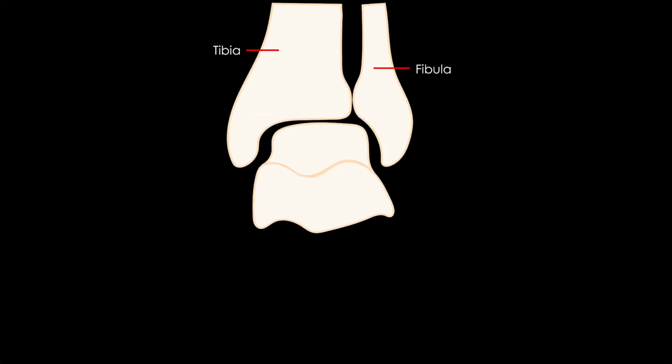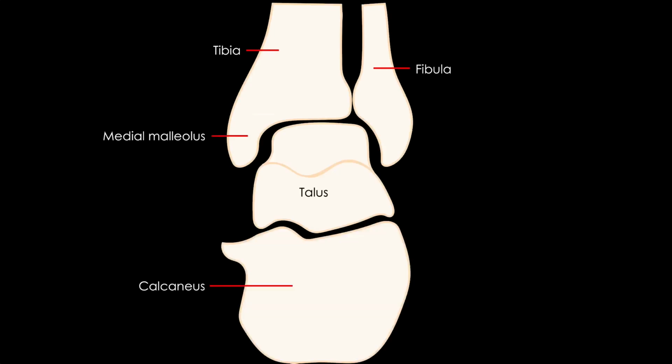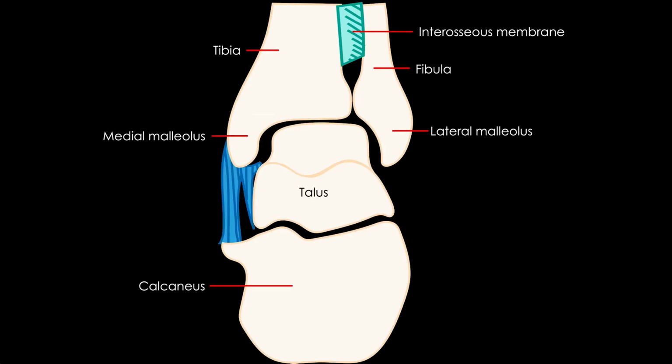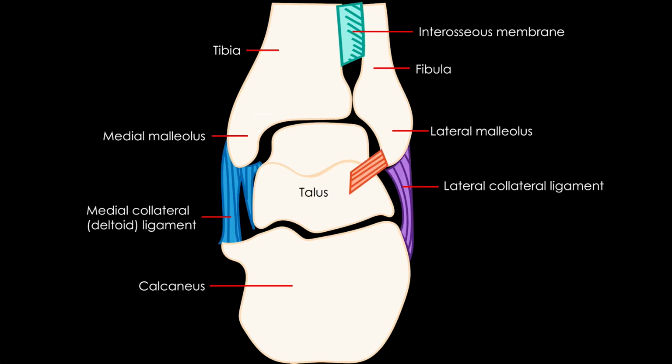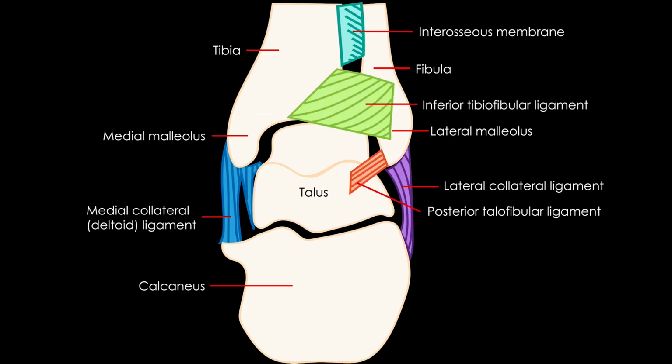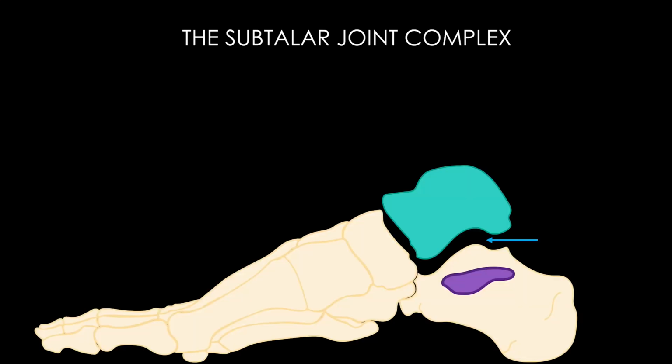So now let's look at the same joint from the posterior view, and we are looking at the tibia and the fibula. The talus is being shown, and there is the calcaneus, and these are my malleoles. And then we are looking at the medial collateral ligament or the deltoid, the lateral collateral ligament, and then this ligament extends between the fibula and the talus, and we call it posterior talo-fibular ligament, and this one is my inferior tibiofibular ligament.